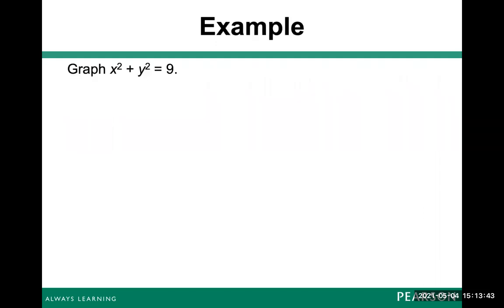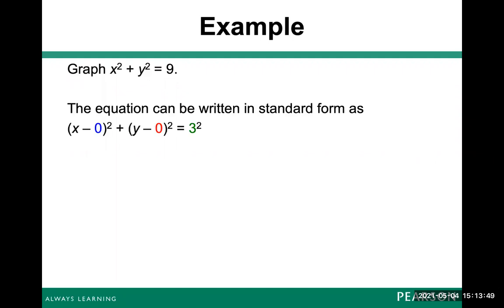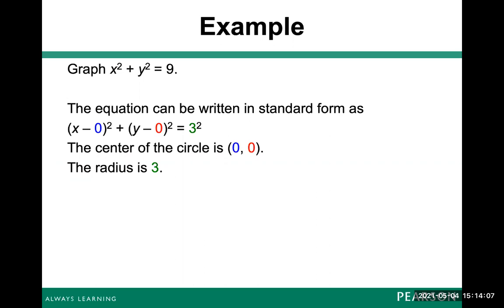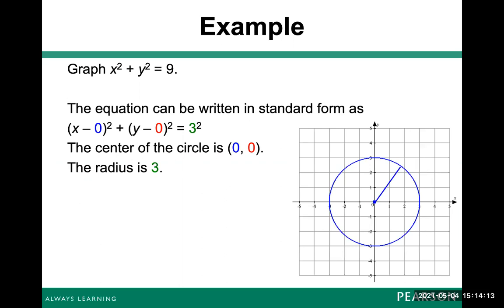Okay, so for the first example, we have x squared plus y squared equals 9. Notice that you can write that equation in the form x minus 0 squared plus y minus 0 squared equals 3 squared. We're trying to identify h, k, and r. All right, so the center of this circle is (0, 0). And the radius of the circle is 3. And the graph of the circle would look something like that. Note that, of course, that line segment is not part of the graph. They're just showing you that fixed distance of 3.